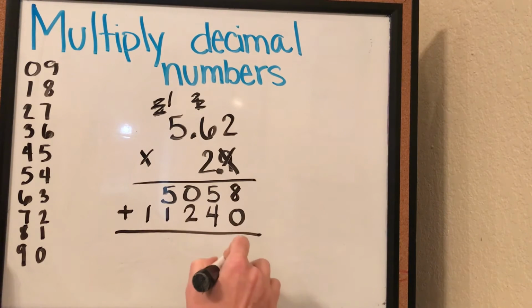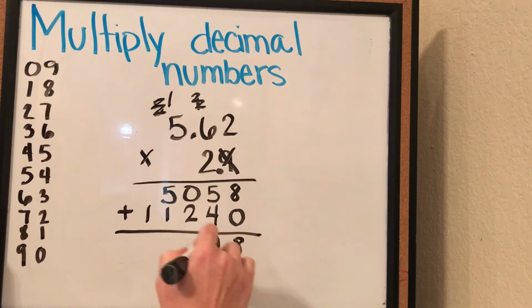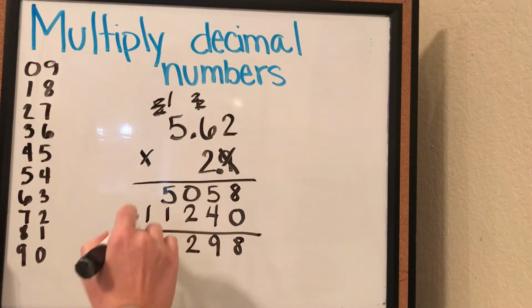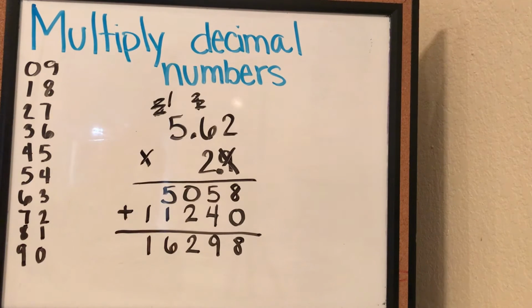I'm going to add my partial products. 8 plus 0 is 8. 5 plus 4 is 9. 0 plus 2 is 2. 5 plus 1 is 6. 0 plus 1 is 1. Now, normally, this would be your final product. You would be done with the problem.